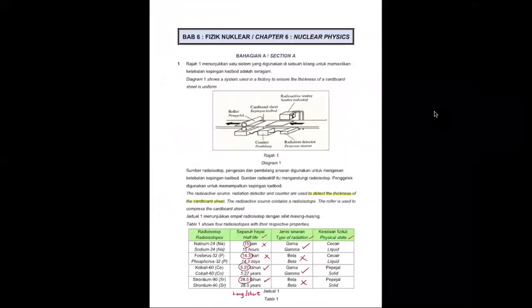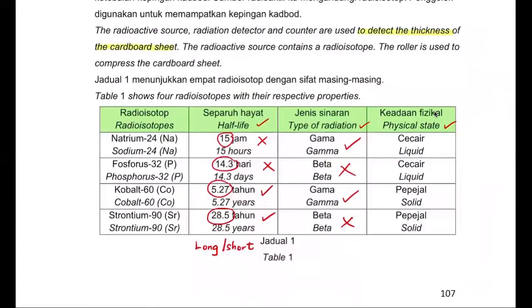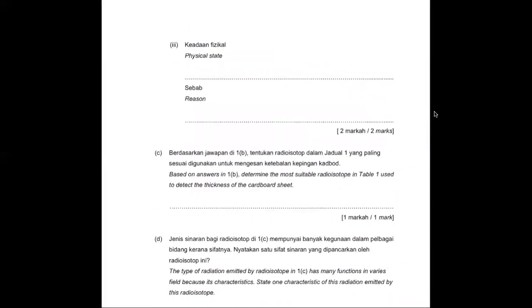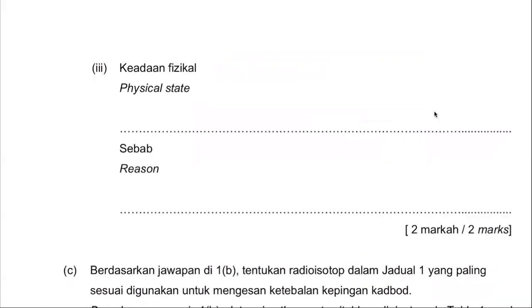Okay, so back to table 1. So you have either liquid or solid. But since we have chosen, there's a clue there already. We have long half-life and gamma radiation. So better if we choose in solid form. Okay, in solid form. Why should we use or choose solid form? Because it is easier to handle. Okay, easier to handle. Solid because it is easy to handle.